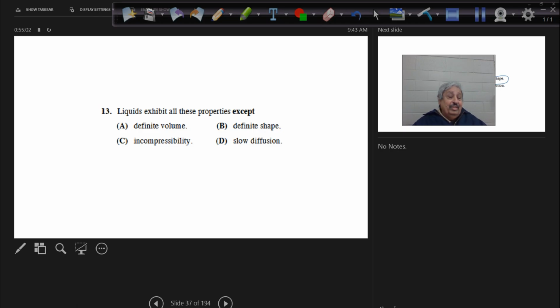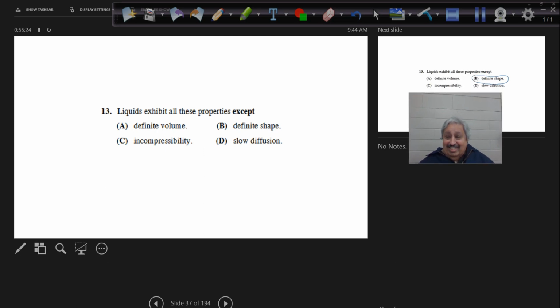So which one then is the correct answer? Compressibility. Liquids and gases are compressible, not solids. Solids are not compressible. So which one? B? Did you look it up? No, you just said it. Okay.